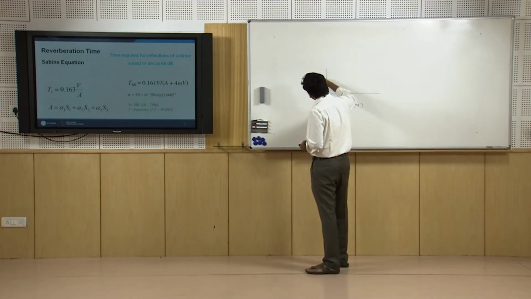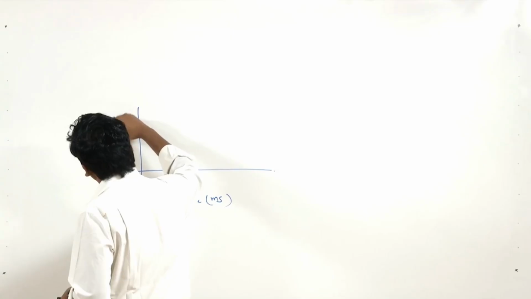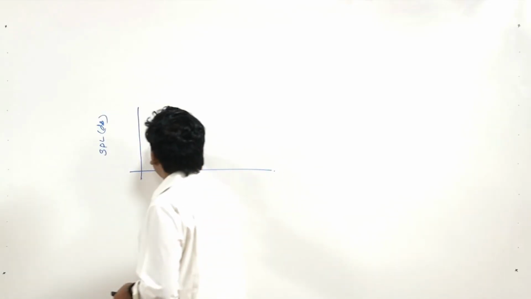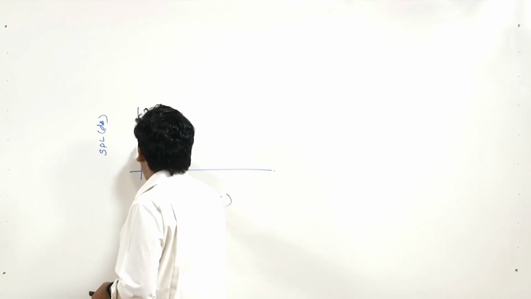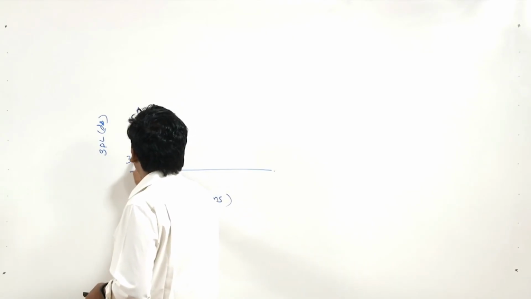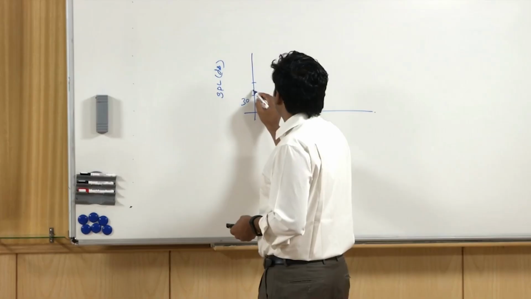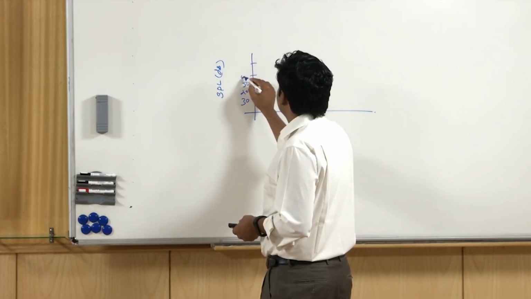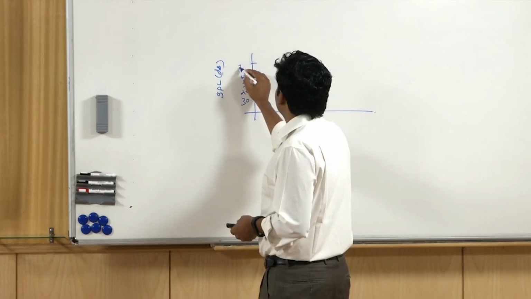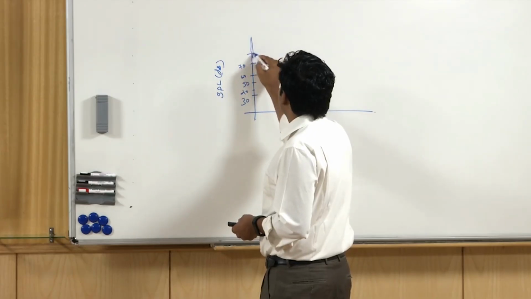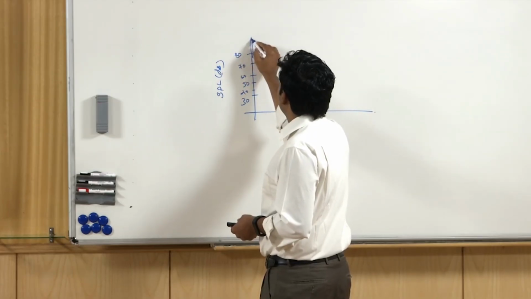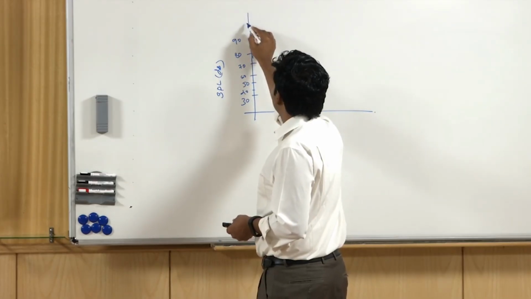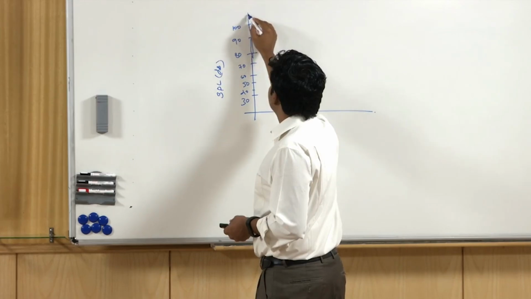Let us take this as sound pressure level in terms of decibels. So let us say this is 30, 40, 50, I am going up to say 100 decibels now, say 110.